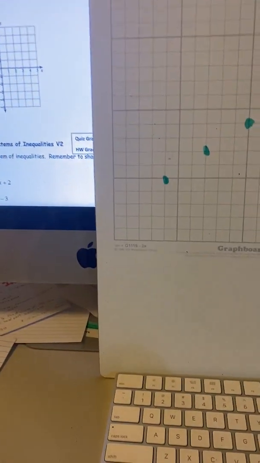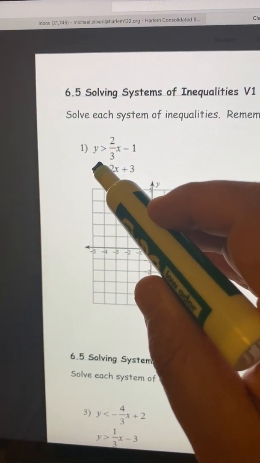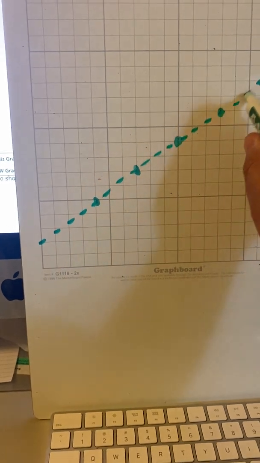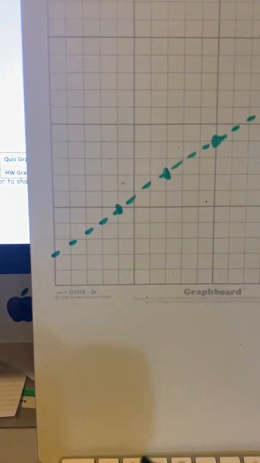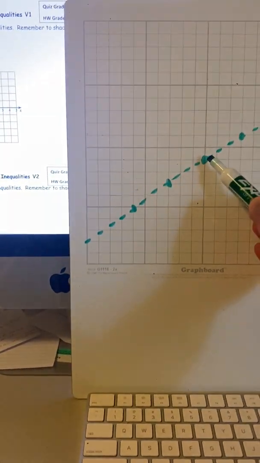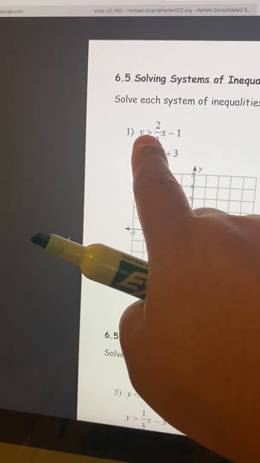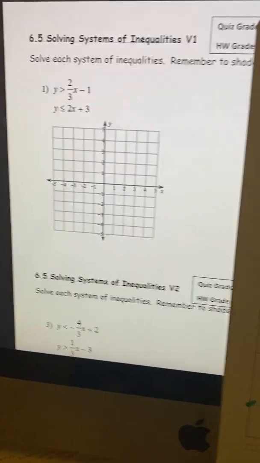Now, here comes part of it and why it's nice. It's a greater than sign, so it's a dotted line for my graph. Why is that? Because these points actually will not work for the problem. I can't take the ordered pair (0, -1) and put it into this problem and get a true statement, because if x is 0, that wipes out, and -1 is not greater than -1. They're the same. They're equal. So that's why it's a dotted line.